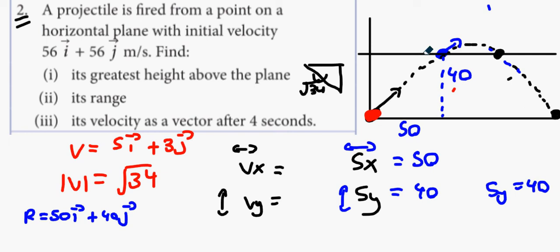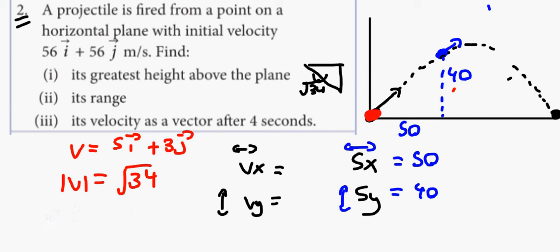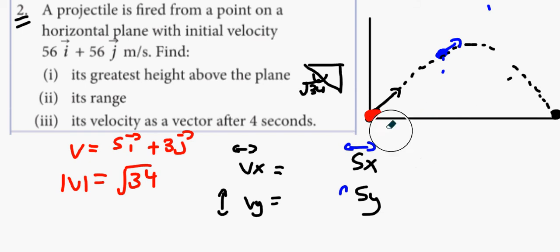Now, there's some keywords we got to go through now. Okay? And the keywords are like so. Alright, first of all, can anybody tell me the 2 points at which Sy is 0? Where is Sy 0?